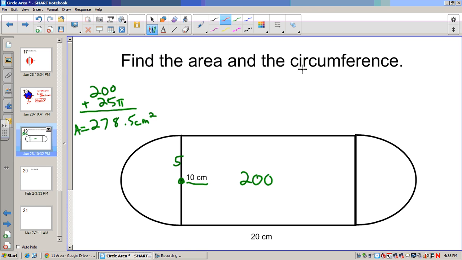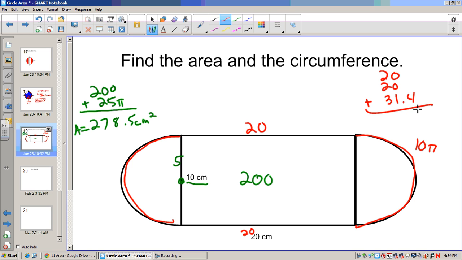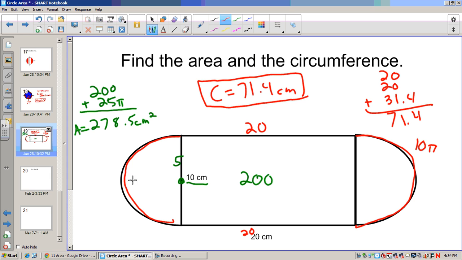Now my circumference I'm going to do in red. If this is 20, this distance is going to be 20. And now we have to do the distance around this outside plus this outside. And what you do is that creates a whole circle, which will be diameter times pi, or 10 pi. So we have 20 plus 10 times 3.14, which is 31.4. So if we add this up, we'll have 71.4 for our circumference. So 71.4 centimeters is the distance around this track.